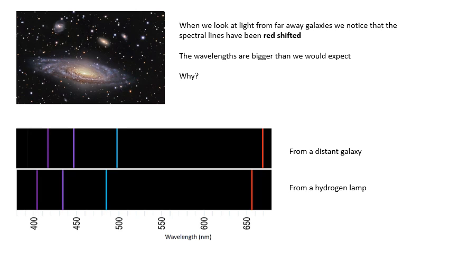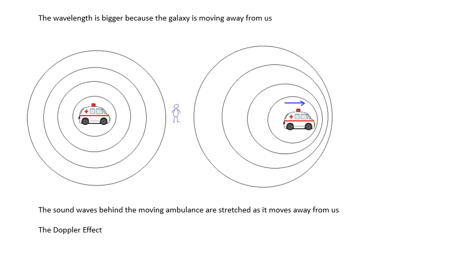Now, why are the wavelengths bigger? It's because these galaxies are doing something. They are moving away from us. Okay, you might have heard of something called the Doppler Effect. If an ambulance goes past you, it does something like "neee-yow." As it's moving away from you, the wavelength of the sound gets bigger. Okay, the frequency gets lower, the wavelength gets bigger. And why? Because the waves are stretched as the ambulance moves away from you.